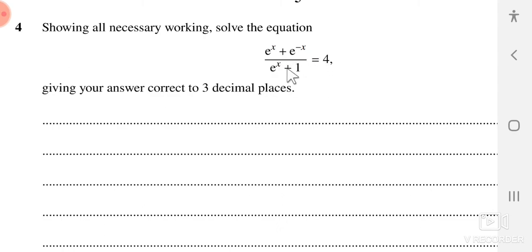can be transformed into a quadratic equation in terms of y, and then you need to find the value of y. At the end of the day you will find the values of y, and you will put each value of y equal to e^x, and then take ln on both sides. You will have the corresponding values of x. That's it.